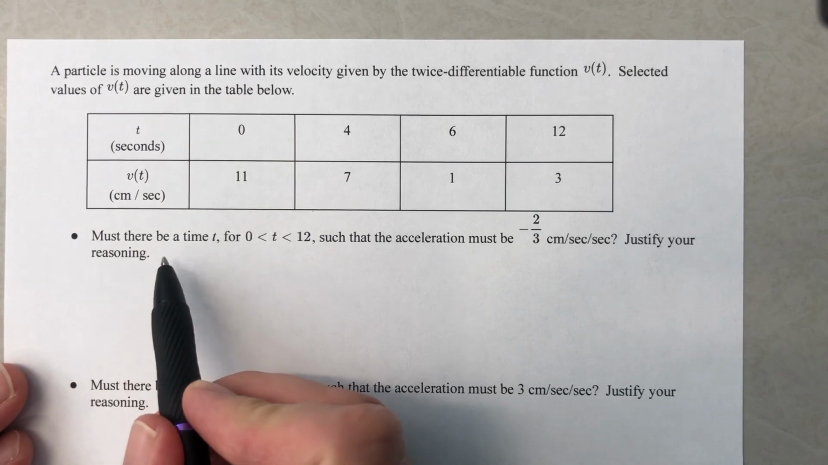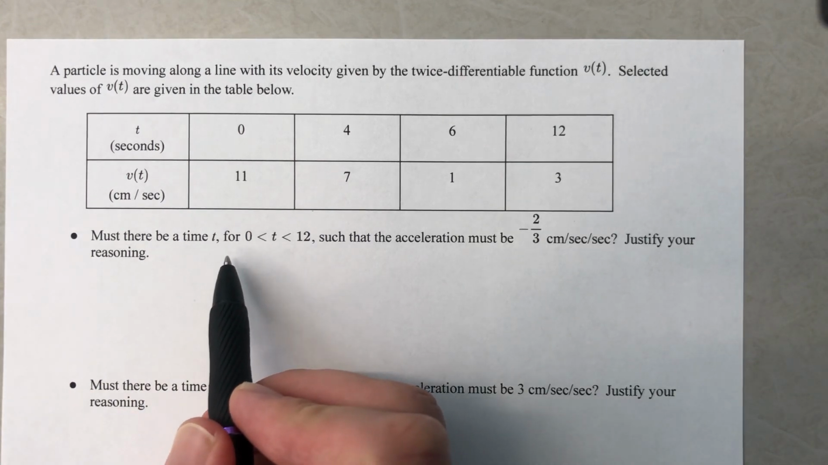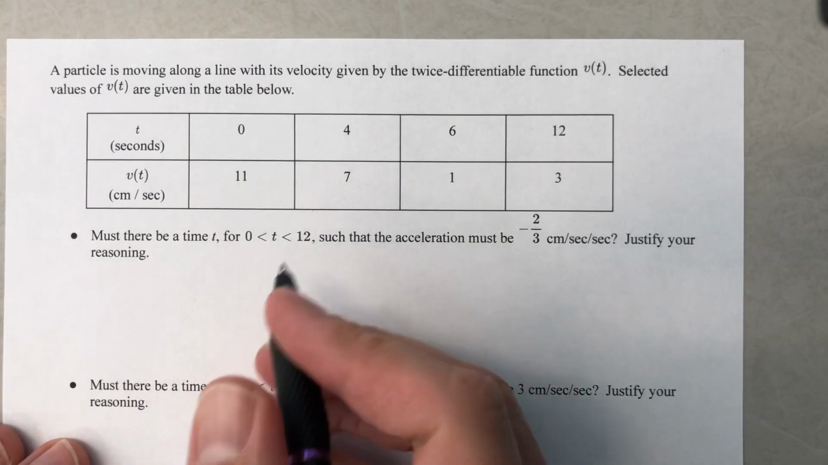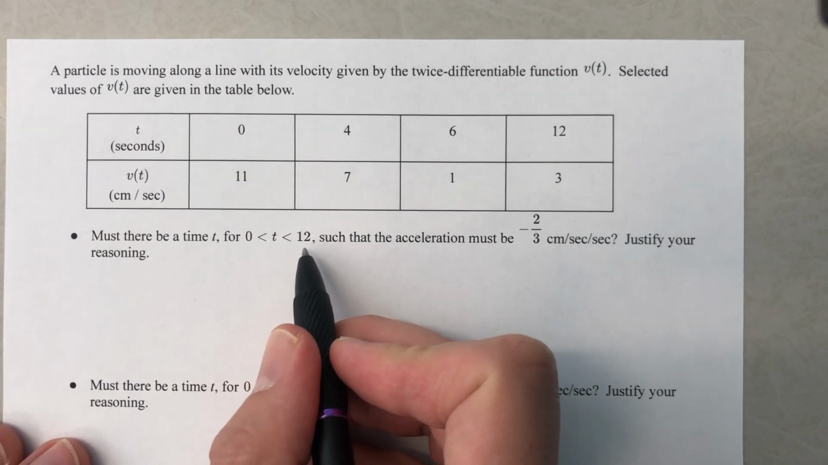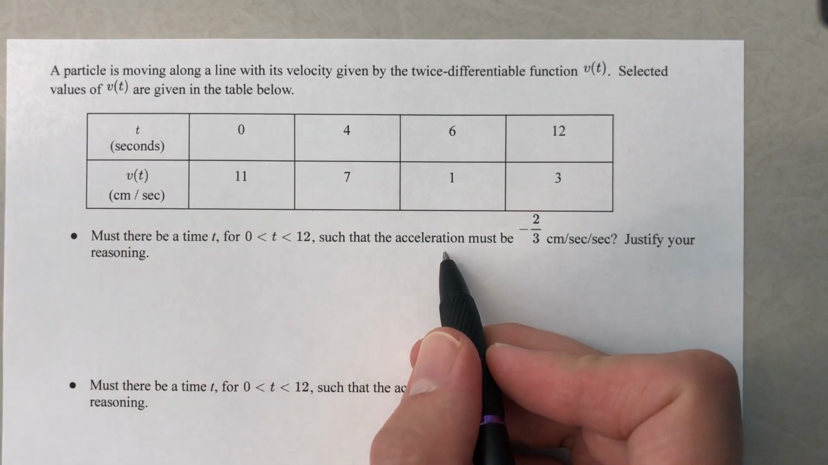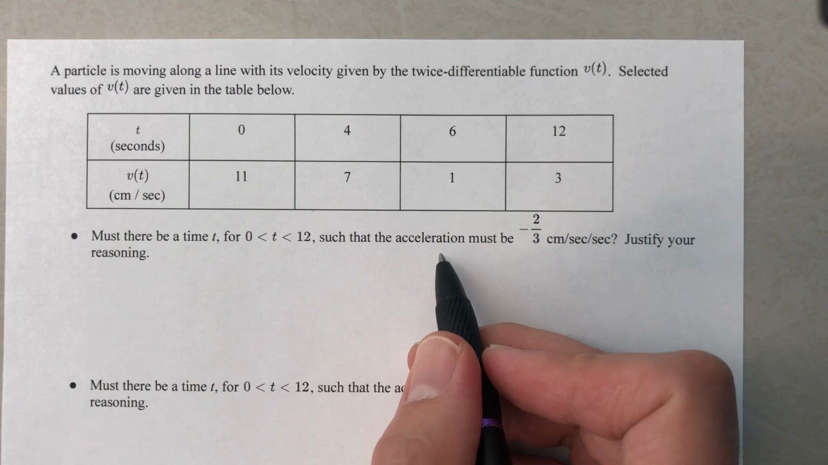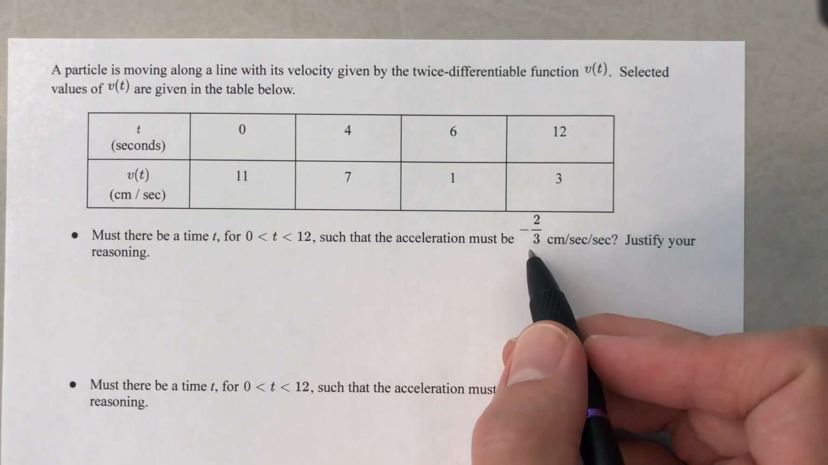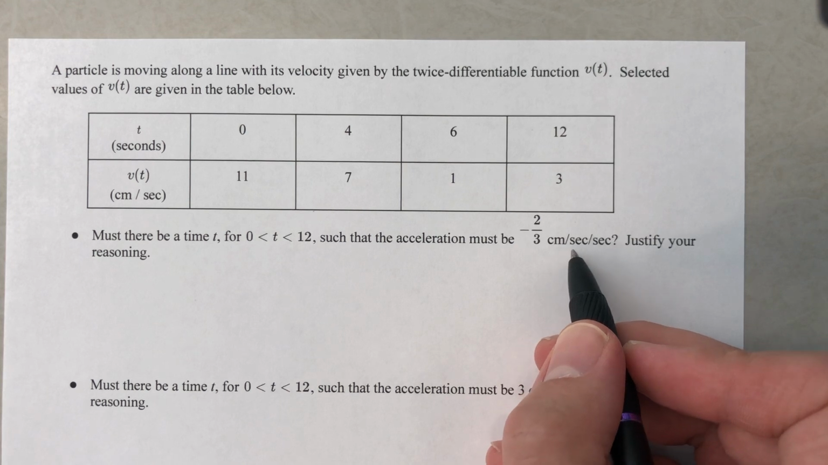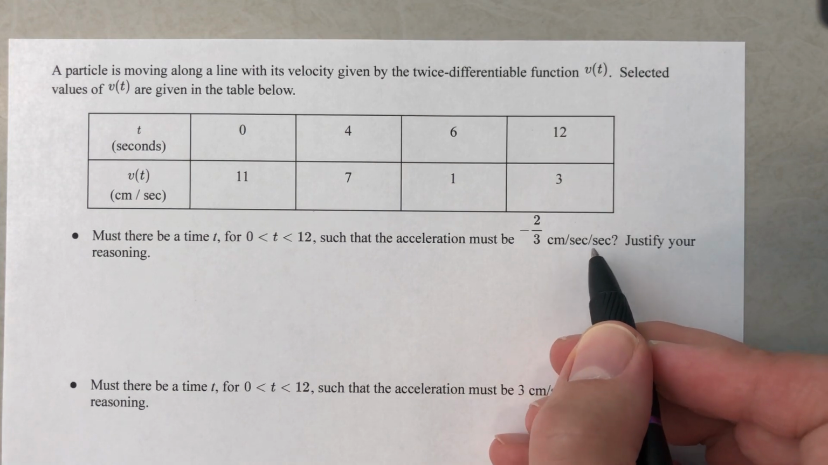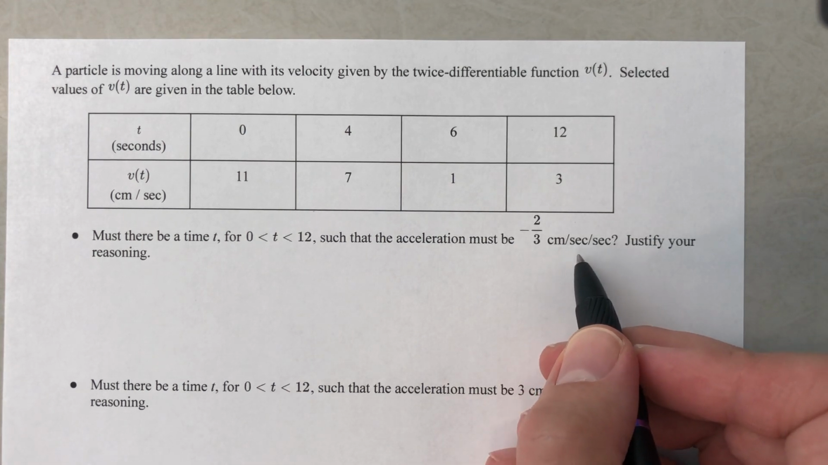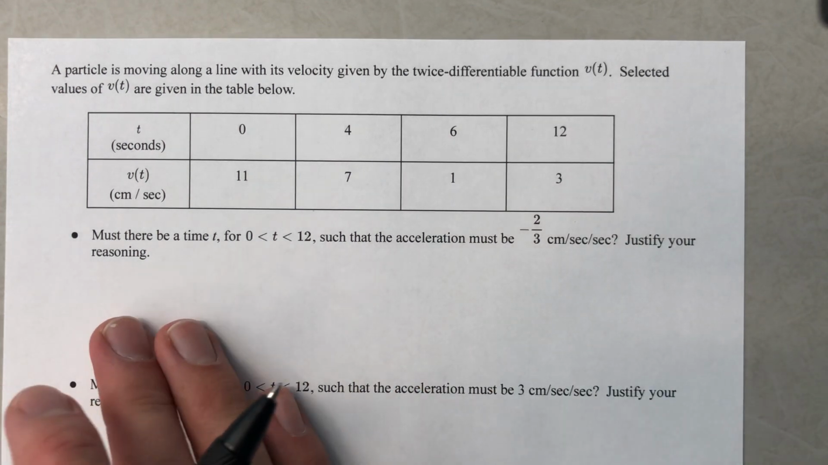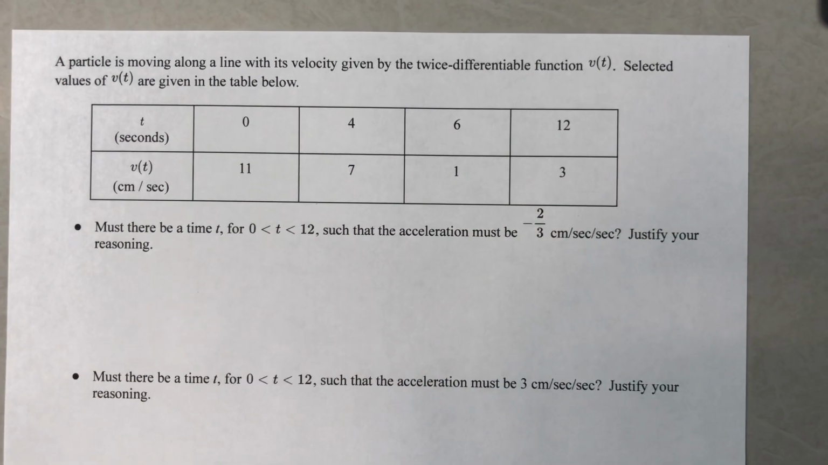Okay, must there be a time t between 0 and 12 such that the acceleration, acceleration is the derivative of velocity, must be negative 2/3 centimeters per second? So negative 2/3 centimeters per second squared. Justify your reasoning. Okay, what in the world?